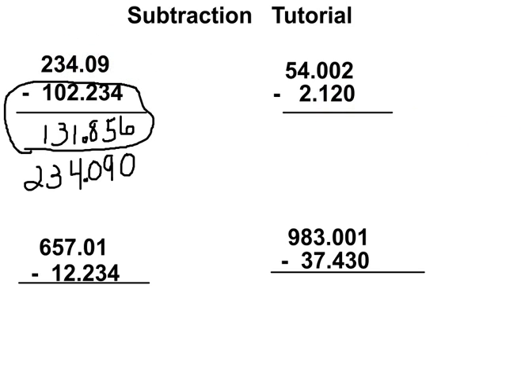I have the same number back again that I started with. Remember, I added a 0 here so that I could subtract. So let's take a look at this next one. And I have 54 and 2 thousandths, and I'm subtracting 2 and 120 thousandths.